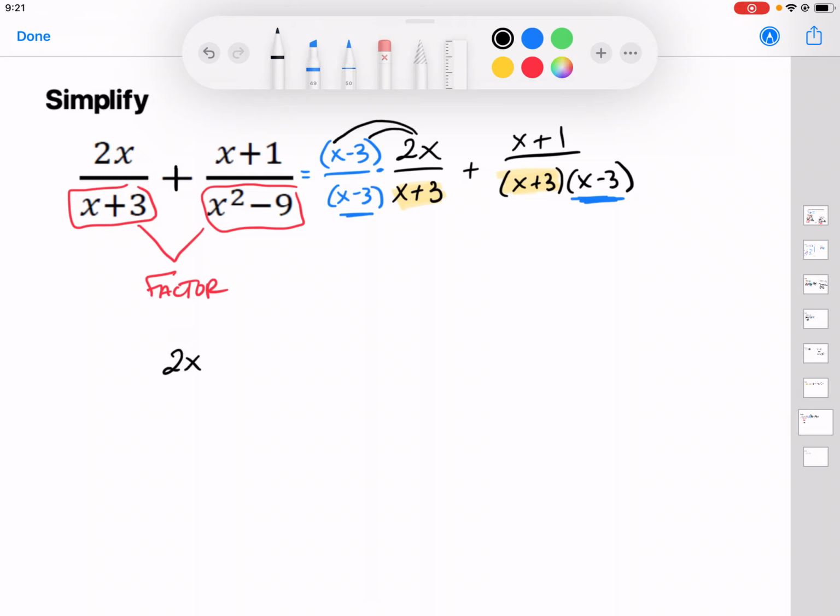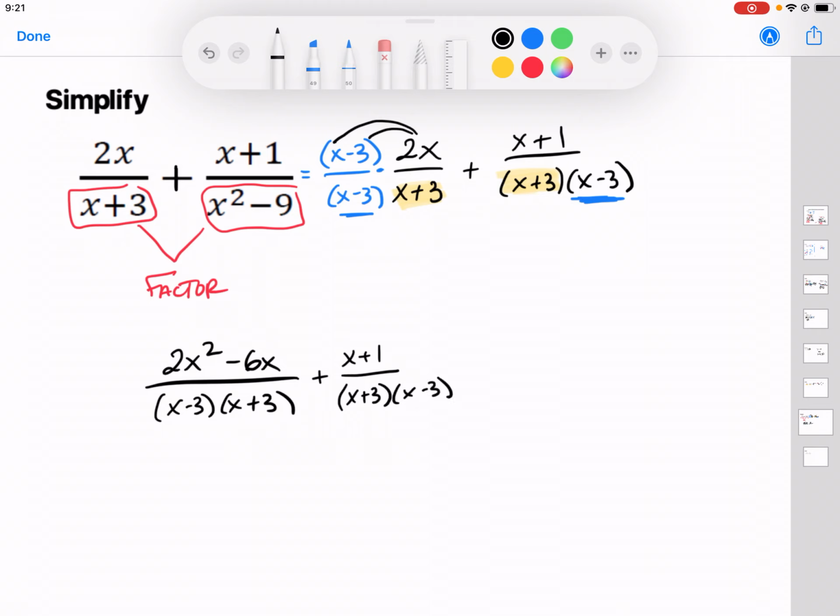Now I am going to distribute the numerator because eventually we have to add them. So I'm going to go 2x squared minus 6x over x minus 3, x plus 3. I don't typically distribute the denominator because if we have to simplify at the end, I like to keep it in factored form. But you do what you want. But for sure distribute the numerator because we're going to have to combine like terms up here. So we get 2x squared, negative 6x plus x is negative 5x, plus 1.